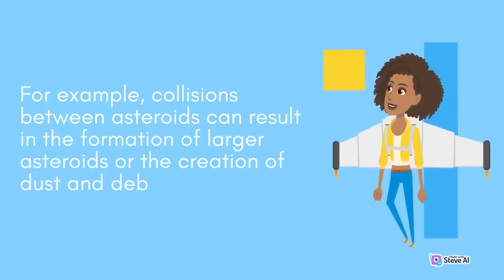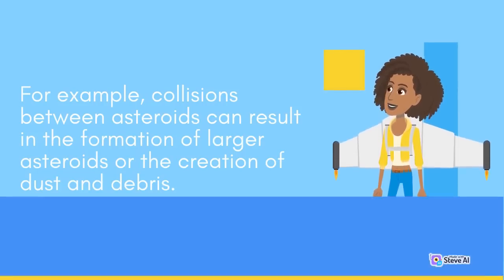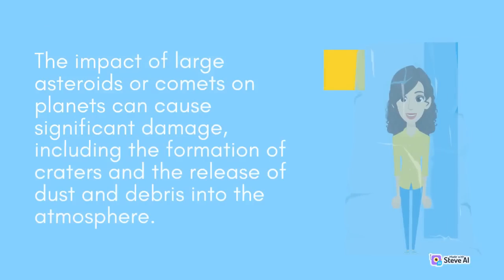For example, collisions between asteroids can result in the formation of larger asteroids or the creation of dust and debris. The impact of large asteroids or comets on planets can cause significant damage, including the formation of craters and the release of dust and debris into the atmosphere.